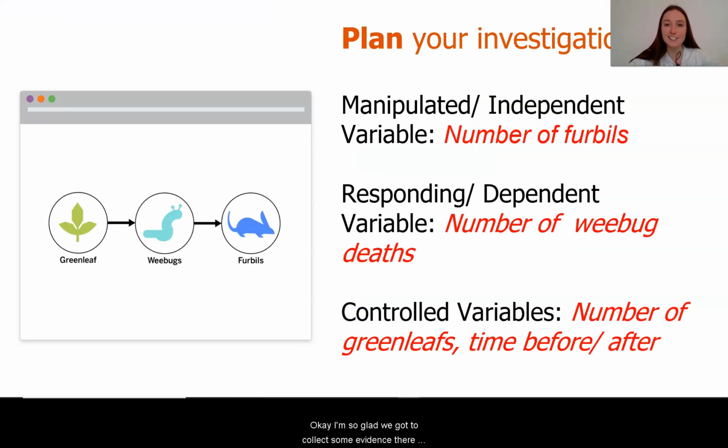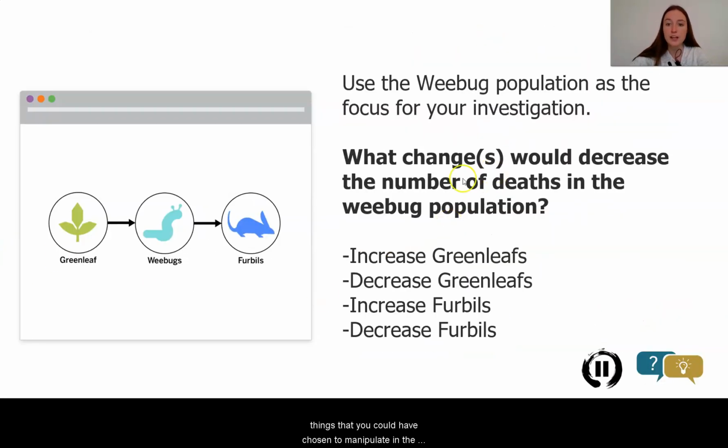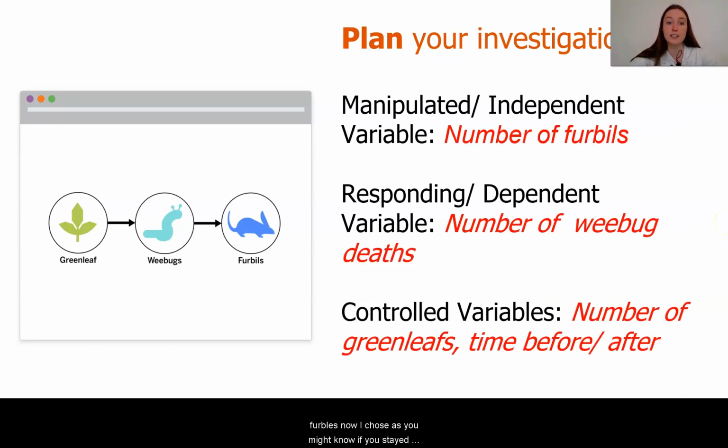Okay, I'm so glad we got to collect some evidence there, and I really am interested to hear from my students, and I'm sure your teachers are interested to hear from you about your investigations. There were many different things that you could have chosen to manipulate in the digital model. You could have increased the green leaves, decreased the green leaves, increased or decreased the furballs. Now, I chose, as you might know if you stayed along with my investigation, to decrease the number of furballs. And we really saw that this seemed to have an effect on the number of weebug deaths. We saw that the weebug deaths decreased.